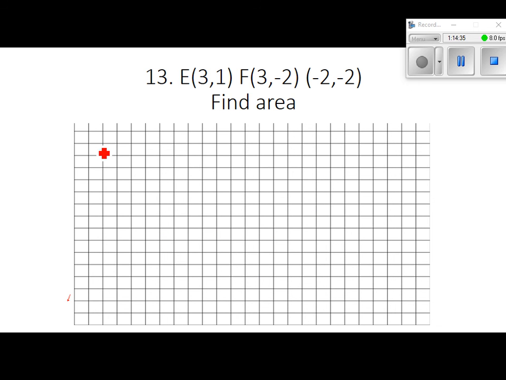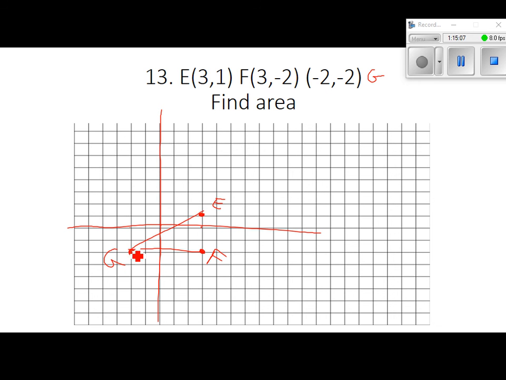Next one, find the area of this shape. So we got to graph this shape. I really don't need this whole big graph, so I'm just going to draw my X and Y axes right here. We go 3, 1 is E, over 3, up 1, that's E. 3, negative 2, that's F. And negative 2, negative 2. I didn't give that, I'm sure that's supposed to be a G. I forgot to stick the letter in there.